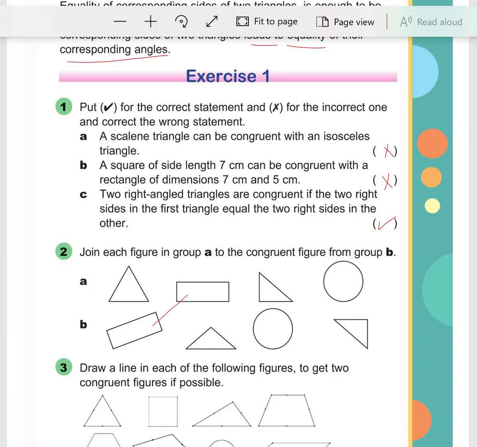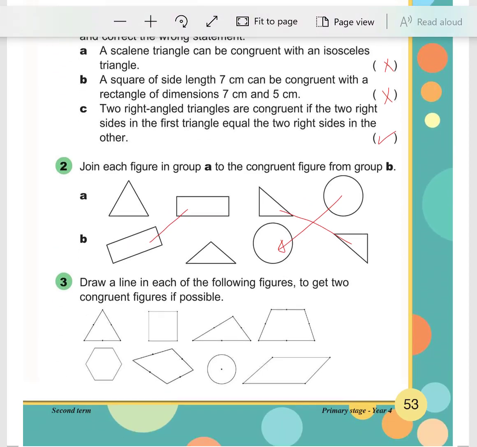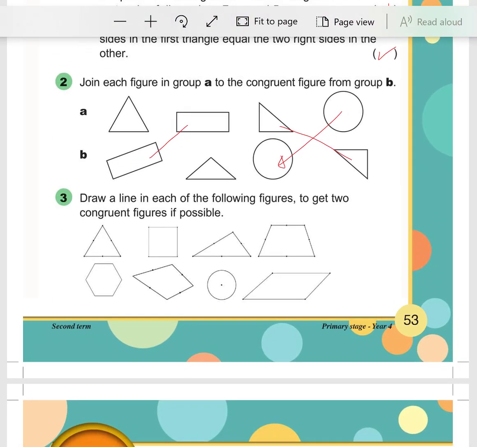Rectangle joined with rectangle, this triangle joined with this triangle, and circle joined with this circle. Exercise number 3, draw a line in each of the following figures to get congruent figures. We can draw this line in this figure. Draw this line in this figure.